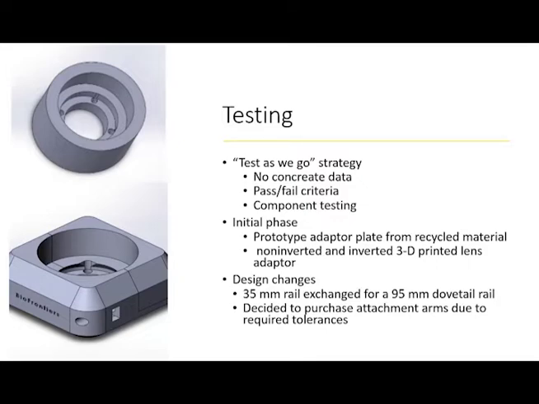And along with the rail, we initially, as a team, wanted to design arms that everything would be going onto, but we realized that with the tolerances, we didn't have much room to make a mistake. And so in order to keep this controlled, we decided as a team to just go ahead and purchase the arms that would attach to the dovetail rail in order to create something that's very precise and identical for the top and the bottom part of the microscope.